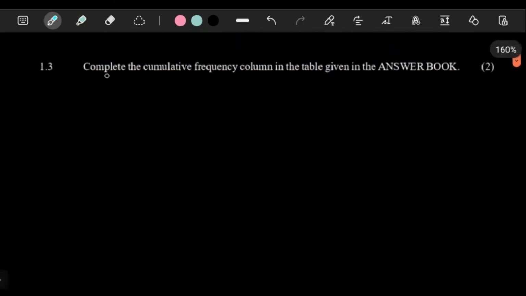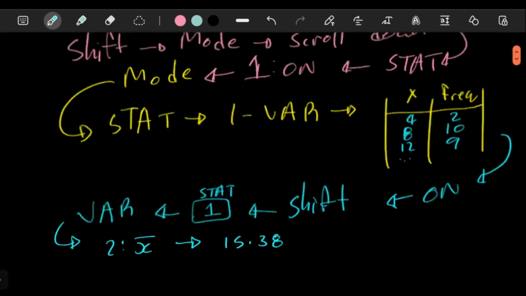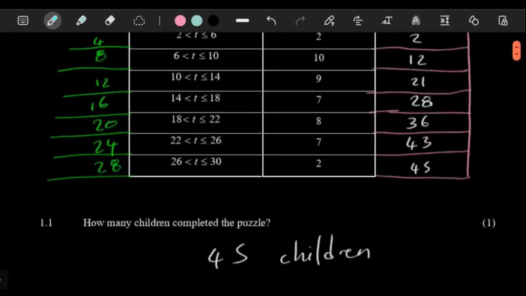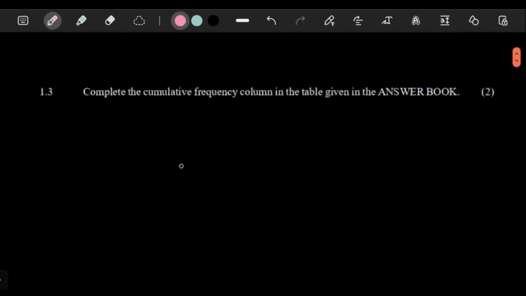The next one says complete the cumulative frequency column in the table in the answer book. So we have just done it up here. What I can label here is 1.3. This here is technically for 1.3. And then let me just say here, done.